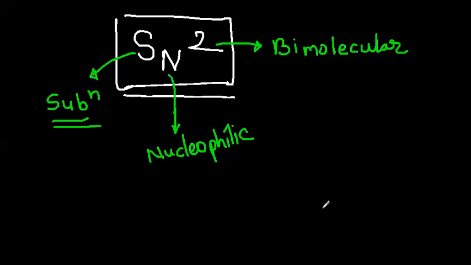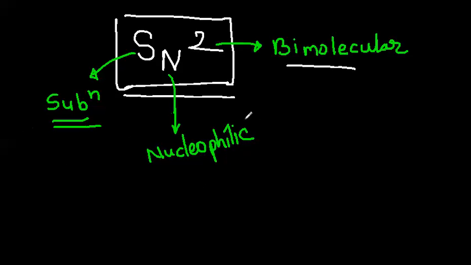SN2 is a very important mechanism in organic chemistry, and you will find many reactions saying that this follows the SN2 mechanism. I have written the meaning of SN2 here. S means substitution, N is nucleophilic, and this is a bimolecular reaction. So SN2 substitution is very easy to understand.